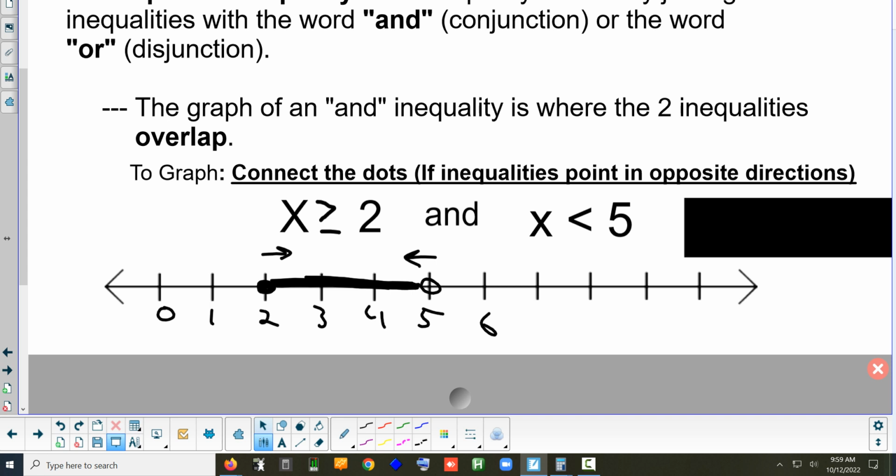That's what an and looks like. It doesn't usually have an arrow going on forever when you shade. Just like we said right here, it's like we just connected the dots and we shaded between the two. So that's what an and generally looks like.